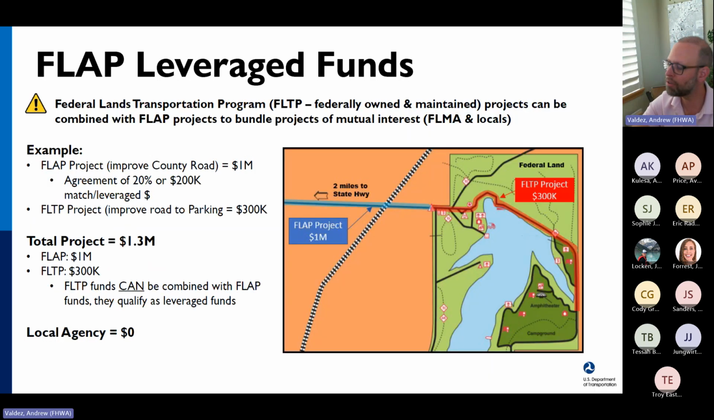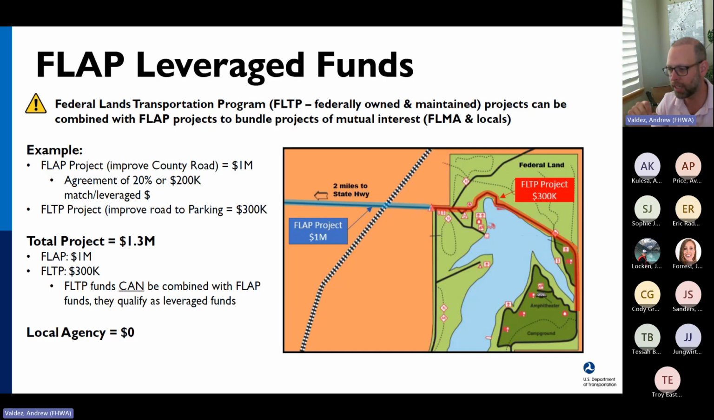This is just a graphic example of how a joint FLTP, FLAP project could work. So say you have a $1 million FLAP project to improve a county road to the entrance of a national forest. And then separately, there's an FLTP project to improve the scenic drive to the parking area. Those projects could be combined in one FLAP application. And this would result in the applicant having low or no cost burden. And then we can deliver the project, which would free up the administrative burden for the local agency.